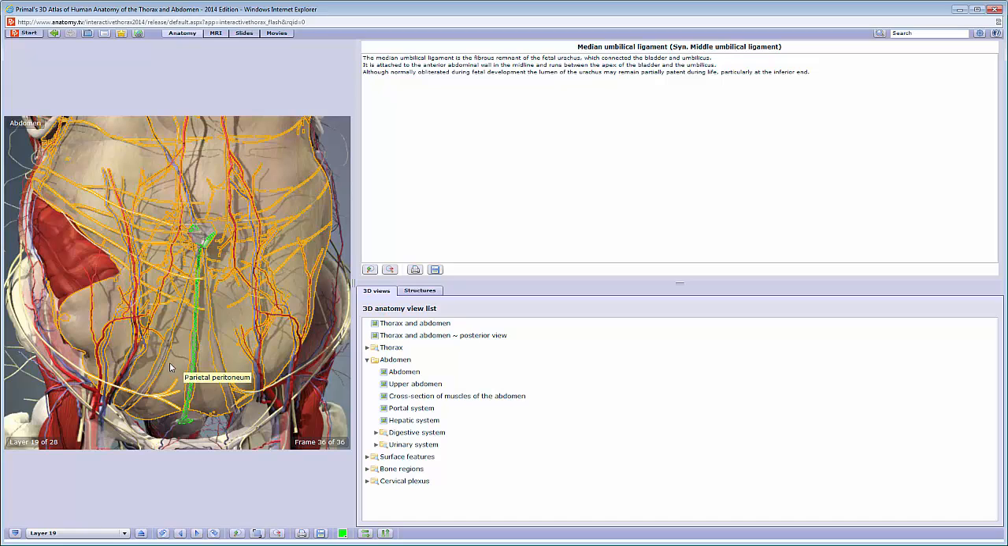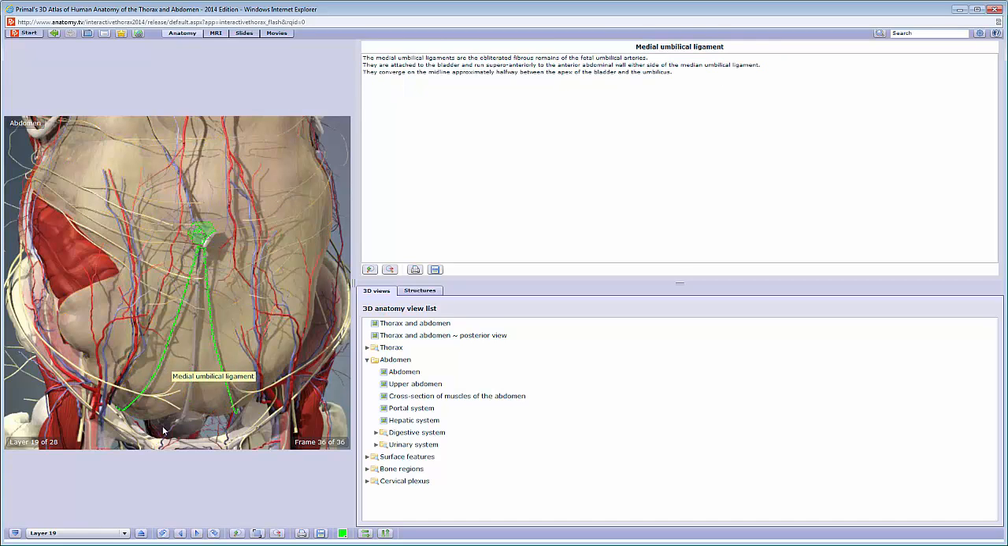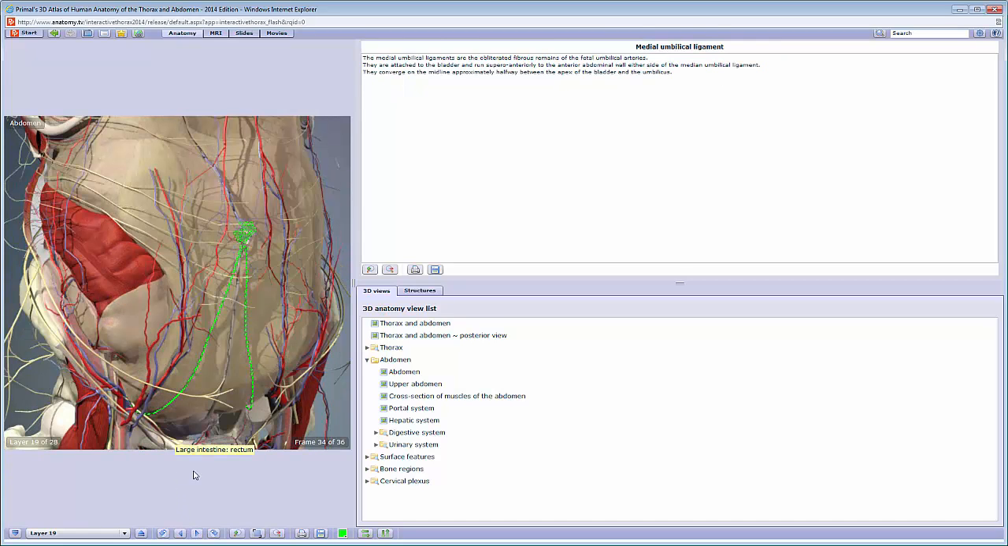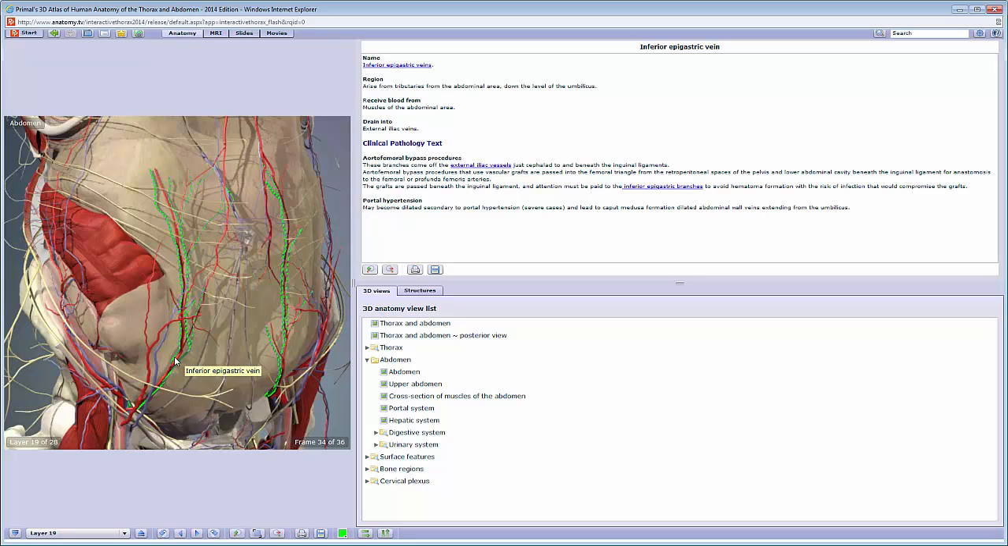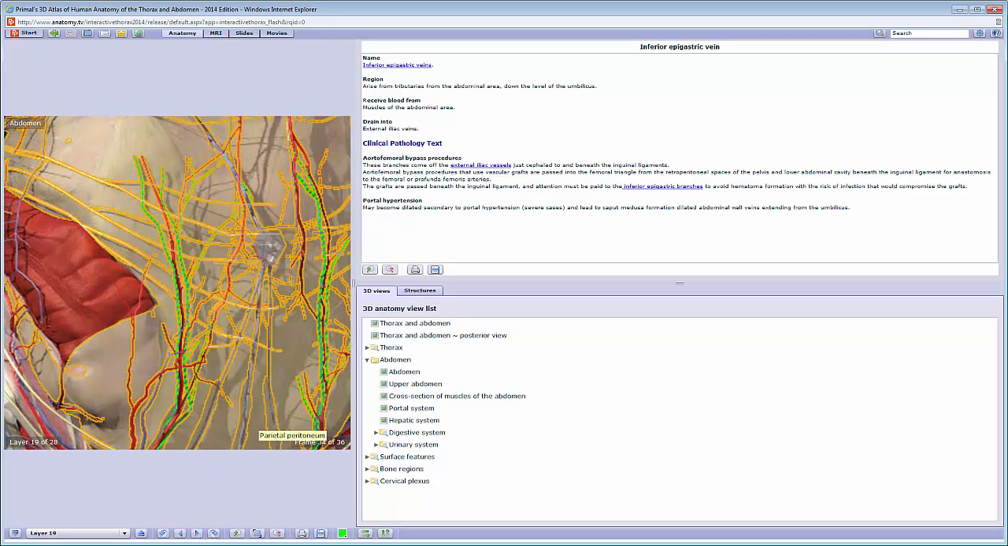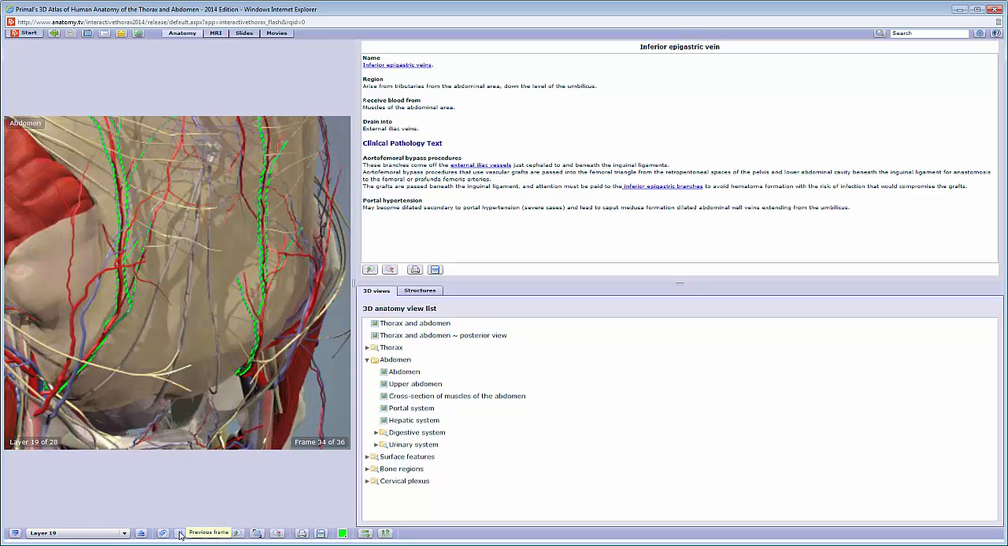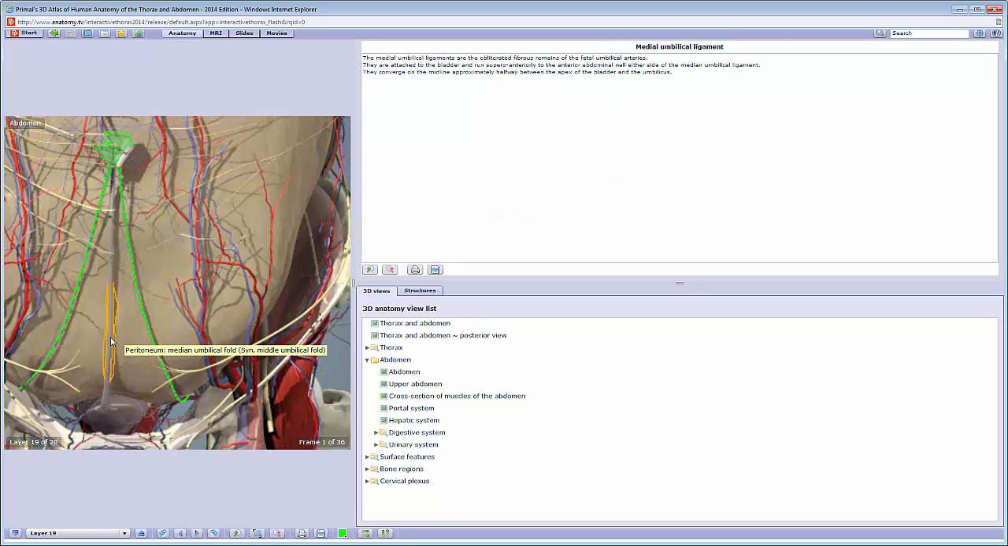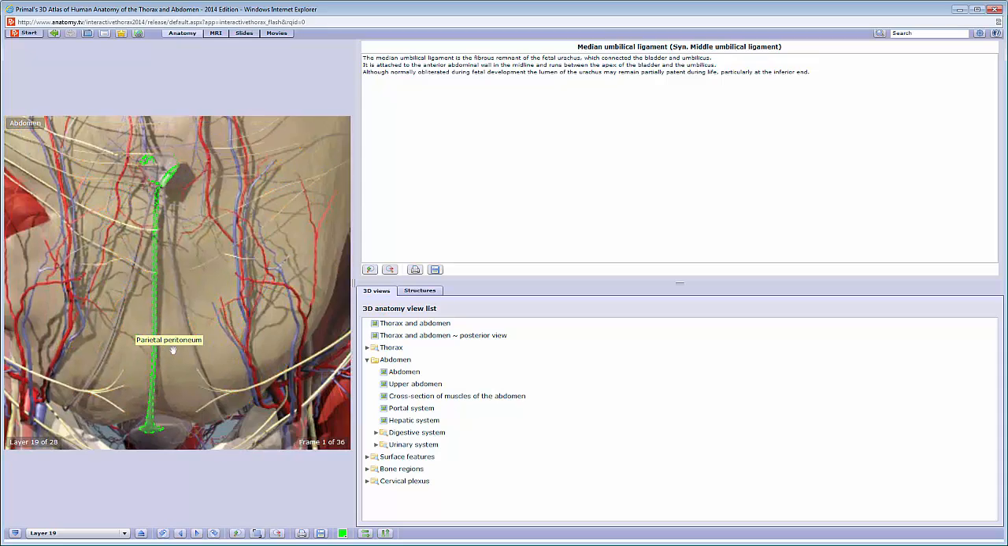Slightly lateral to this, we have the medial umbilical ligaments. These will contain the obliterated umbilical arteries, and the lateral umbilical ligaments, which are not really depicted very well here, but the lateral umbilical ligaments will be containing the inferior epigastric arteries. So you have lateral, medial, and a median umbilical ligament.